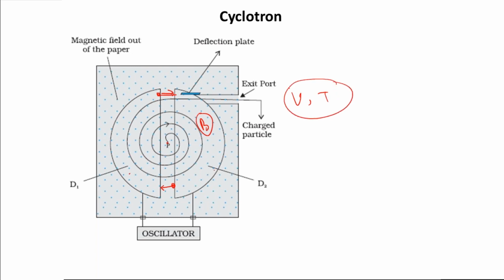Now when the radius of the spiral becomes exactly equal to the radius of the D, the charged particle is deflected by this deflector. This is also a magnet. It will deflect the charged particle to go out through this exit port with a high energy.